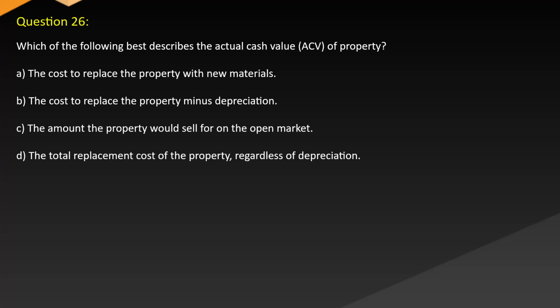Question 26. Which of the following best describes the actual cash value, ACV, of property? A. The cost to replace the property with new materials. B. The cost to replace the property minus depreciation. C. The amount the property would sell for on the open market. D. The total replacement cost of the property, regardless of depreciation.